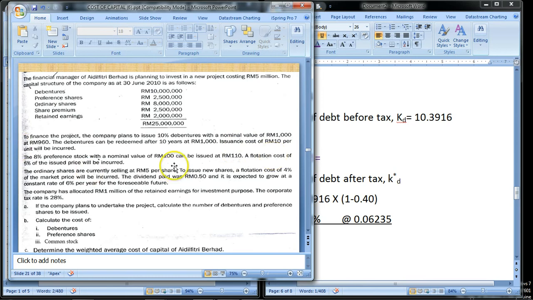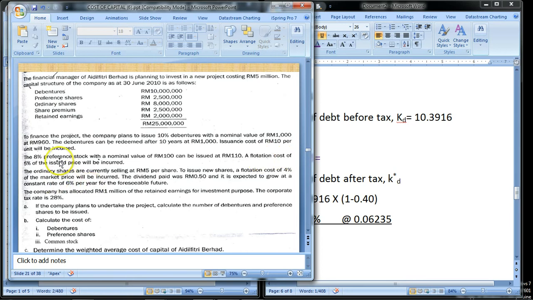Where is the dividend percentage? Yes, you see this 8%? 8% preferred stock is your preferred stock dividend in percentage. So how to calculate in RM? 8% times 100, using the same step, based on the similar previous question just now.